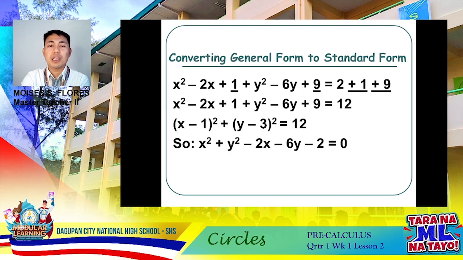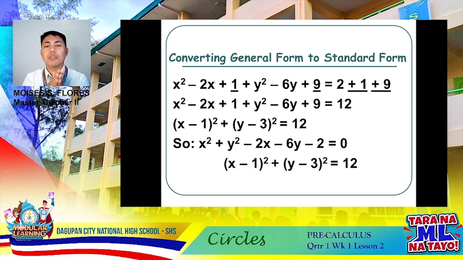So again, from our general form, x squared plus y squared minus 2x minus 6y minus 2 equals 0, when we rewrite that in standard form, we have x minus 1 quantity squared plus y minus 3 quantity squared equals 12. So that is all about converting, rewriting, transforming your equations between the different forms, from standard form to general form and from general form to standard form.